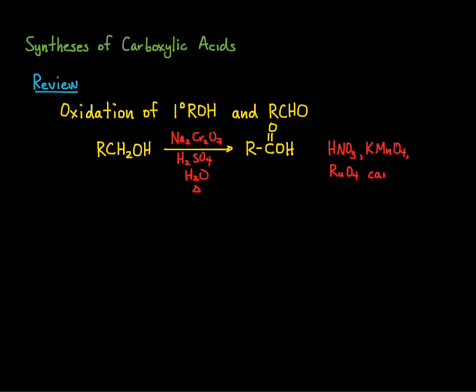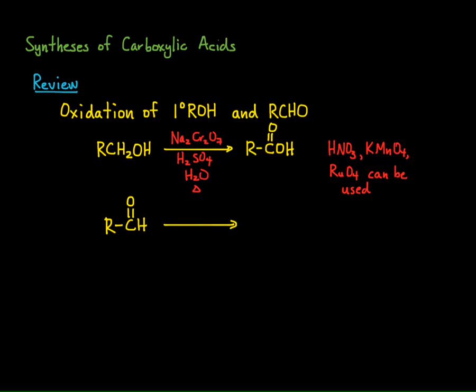We could use nitric acid. We could use potassium permanganate, which is also a very good oxidizing agent. We could even use ruthenium tetroxide to oxidize it. So any number of these reagents are going to do the same thing. They oxidize primary alcohols to carboxylic acids.